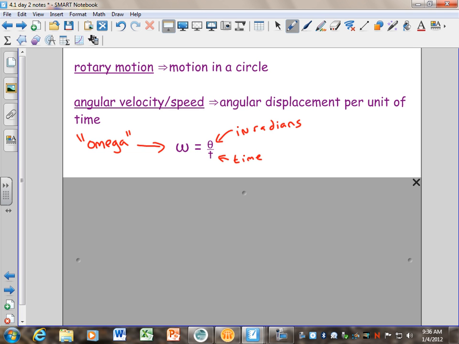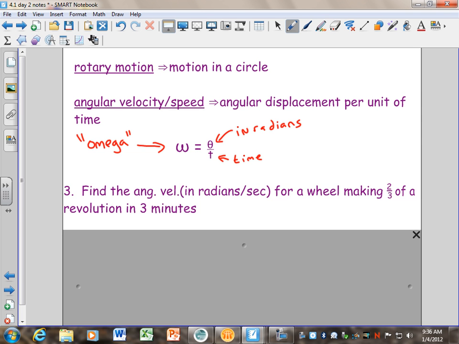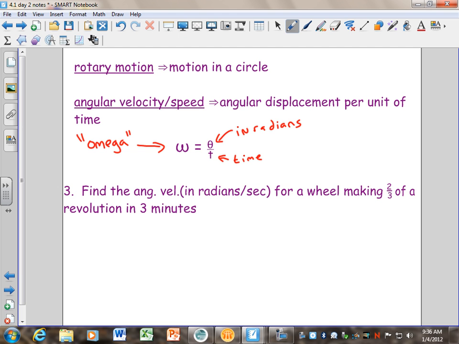So, we can solve problems that say this. Find the angular velocity in radians per second for a wheel making 2/3 of a revolution in 3 minutes. That wheel's going pretty slow.